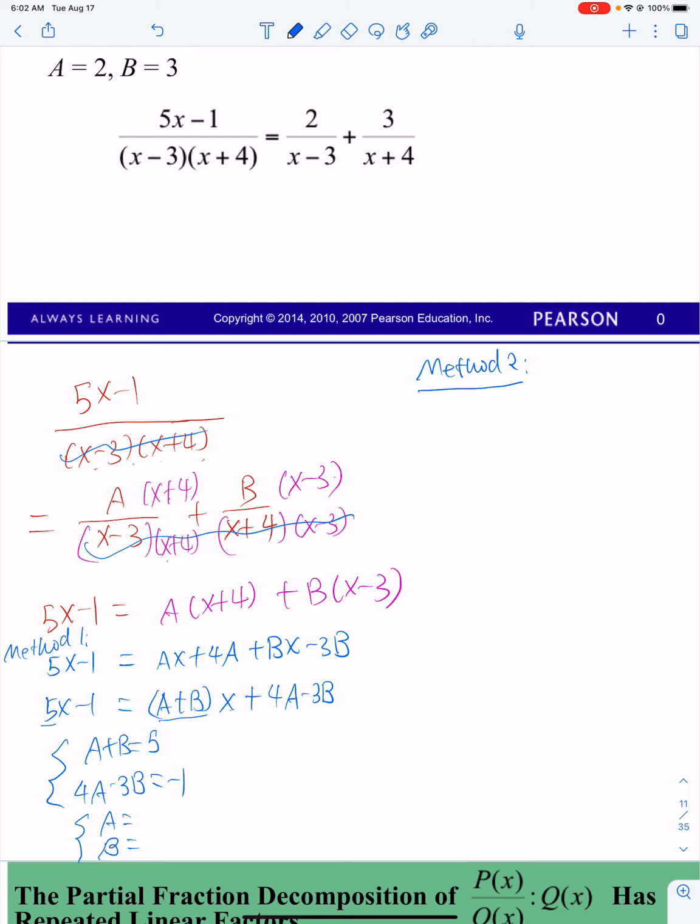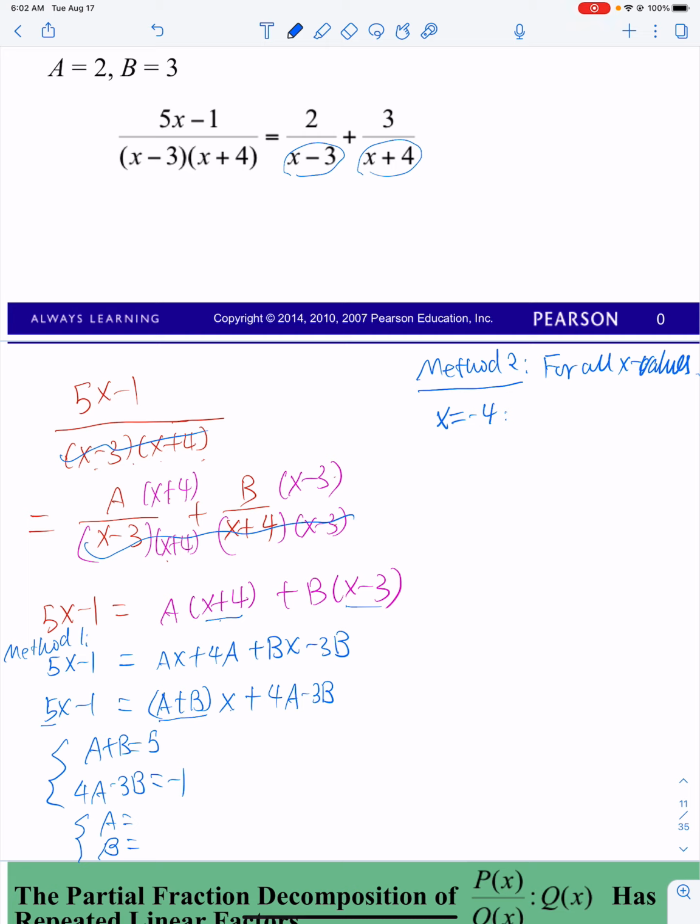I will introduce a method called using special values. Because 5x minus 1 equals this for all x values, what will I choose? I will let this one equal 0 and let this one equal 0. So you can choose x equal to minus 4. I just choose values that make the denominator factors equal to 0, so x equal to minus 4 or x equal to 3.